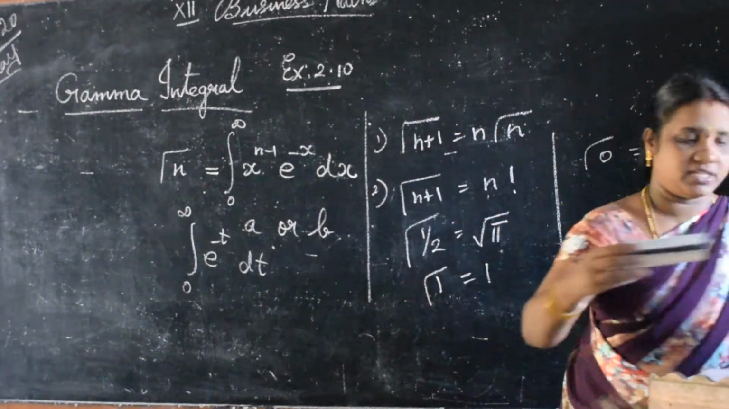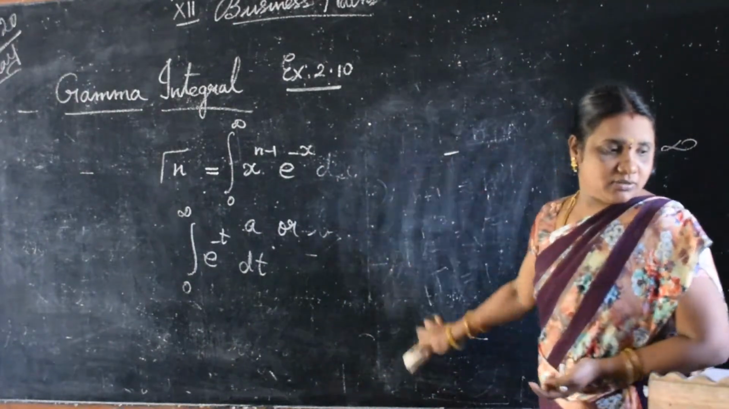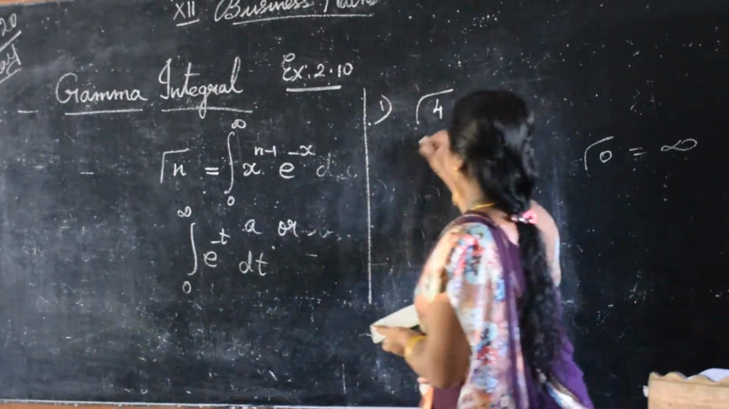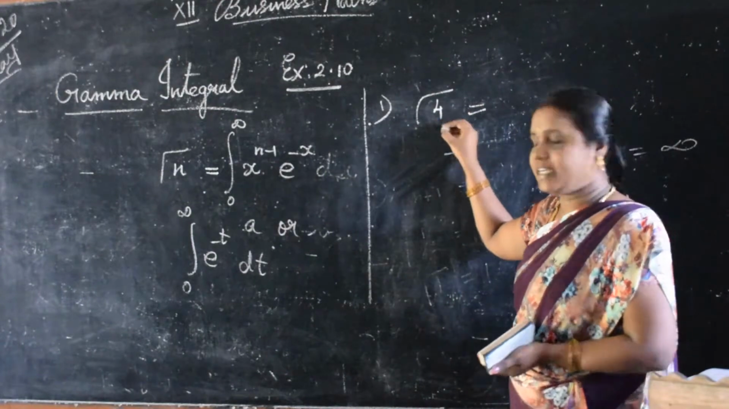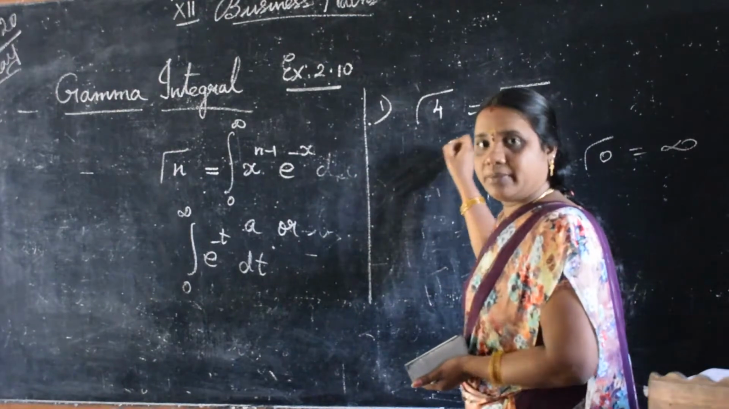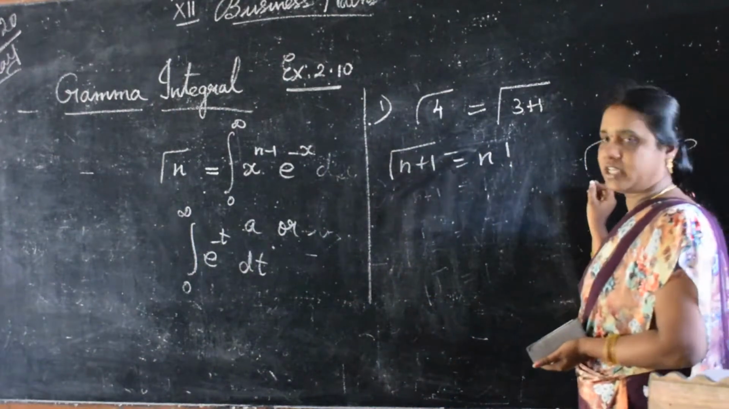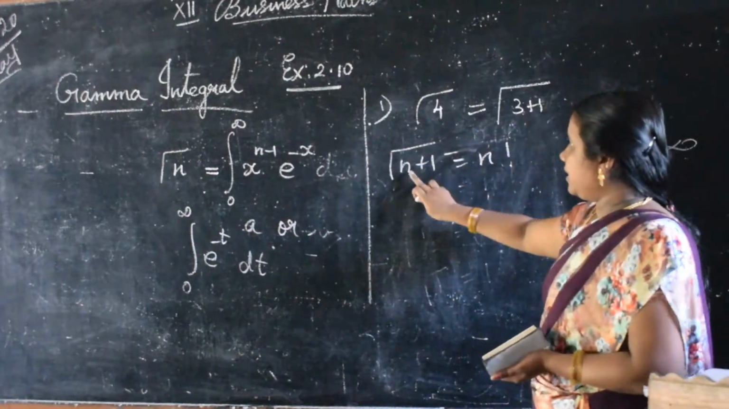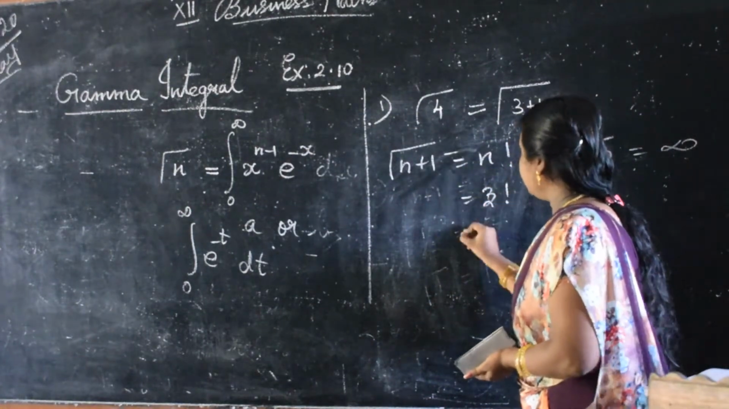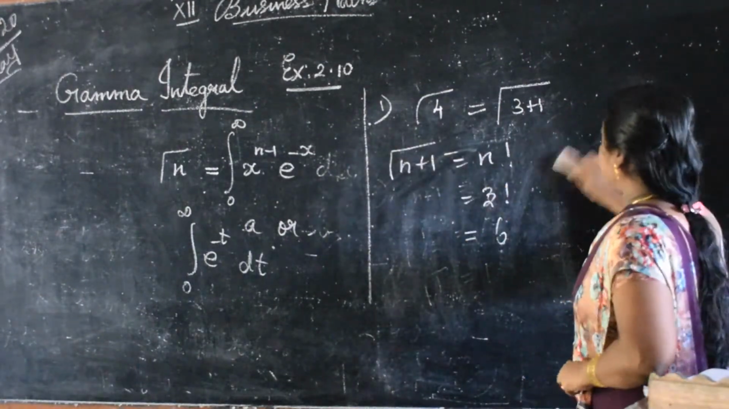See our first question. What is the first question? Gamma 4. This one I am going to split and write as gamma of 3 plus 1. 3 plus 1 is 4. So this is of the form, what property do we use? Gamma of n plus 1 is equal to n factorial. What is the n value here? Here it is 3 plus 1, so n equal to 3. 3 factorial. What is the answer for 3 factorial? It is 6.